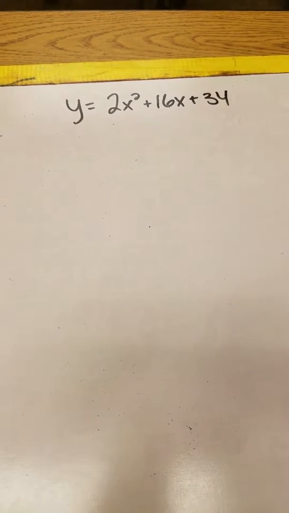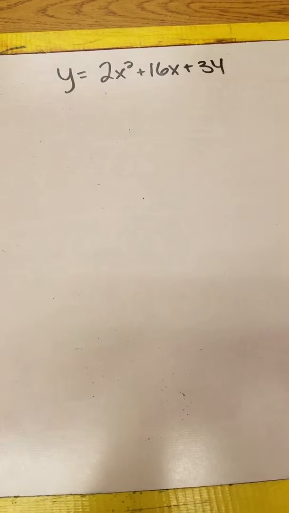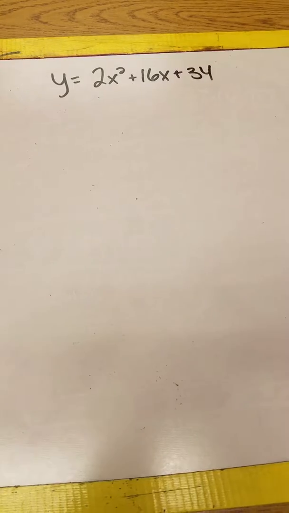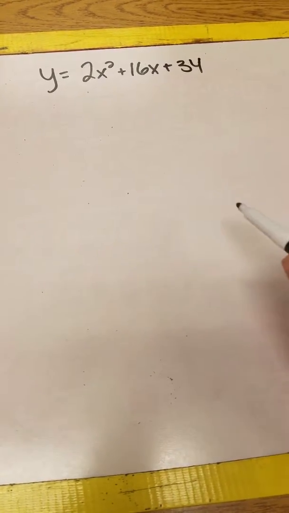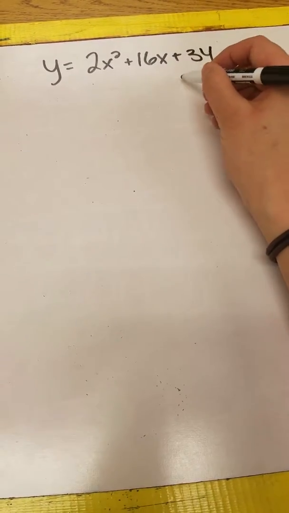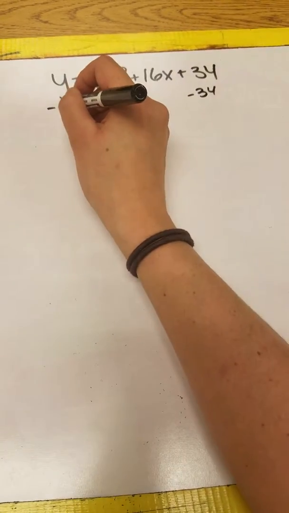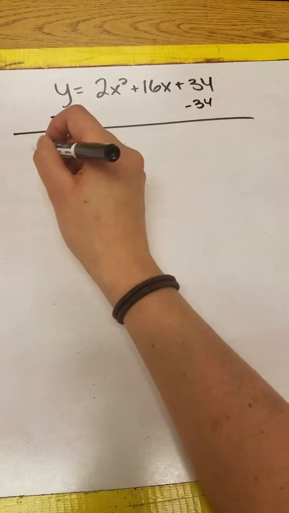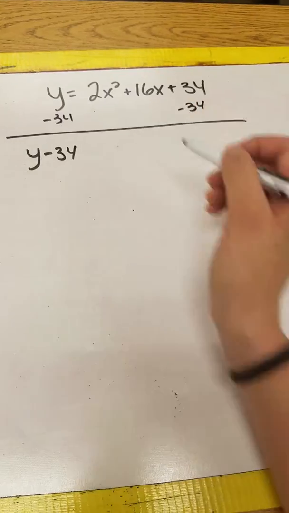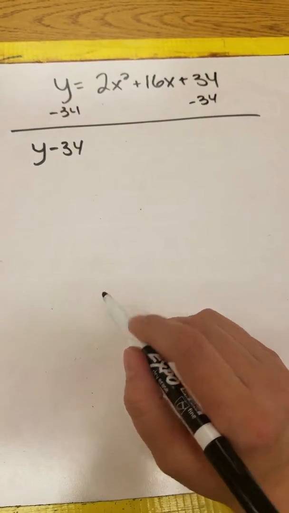All right, guys, so we are going to go into vertex form with an a value of something other than 1. So the first thing we would do is still get our c value on the other side. So we're going to subtract it. We get y minus 34. I'm going to show you first factoring out a 2.